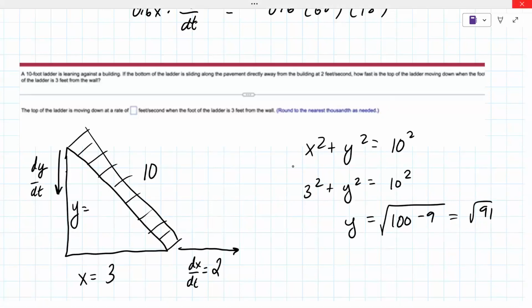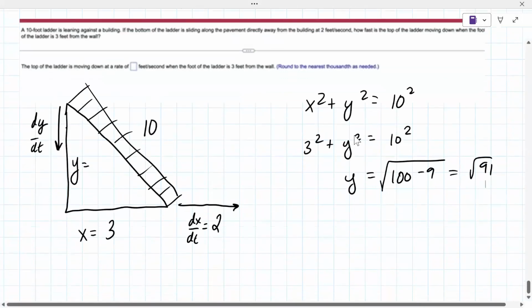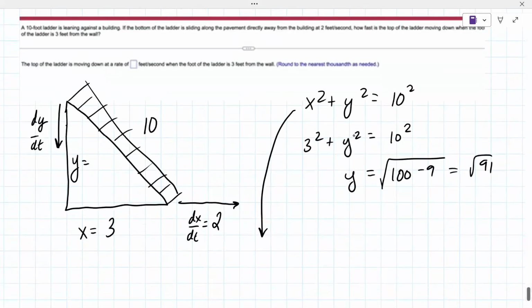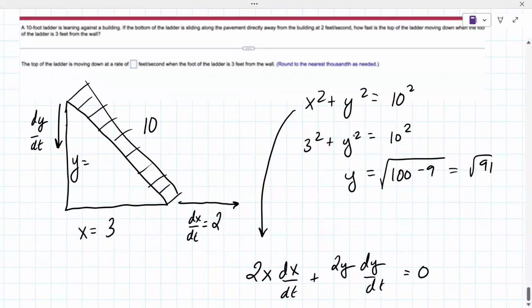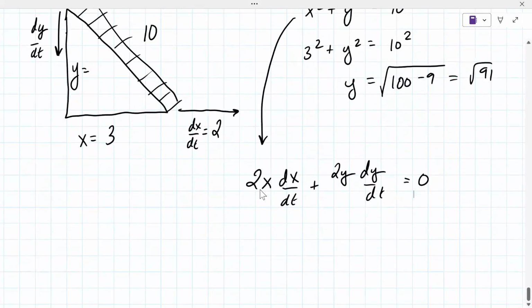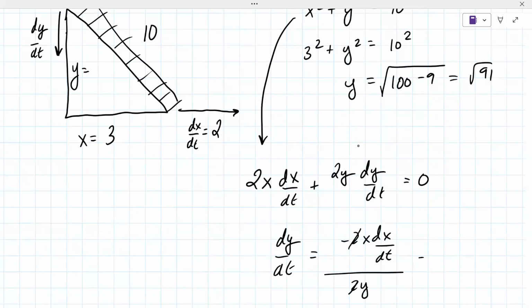And so the next thing is you take a derivative of this function up here. I actually did that earlier, but we'll redo it here. It's 2x dx/dt plus 2y dy/dt equals 0. And so we're trying to find dy/dt. When you solve for dy/dt, it's minus 2x dx/dt divided by 2y. So the 2's cancel. It ends up being minus x dx/dt over y. And so you have all those values.